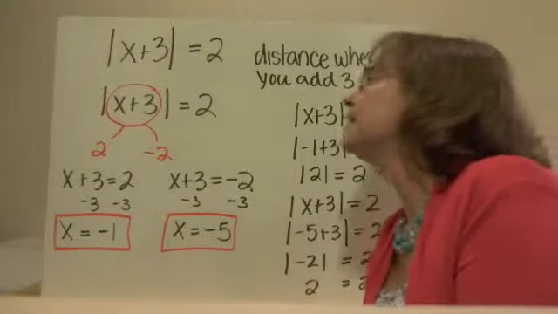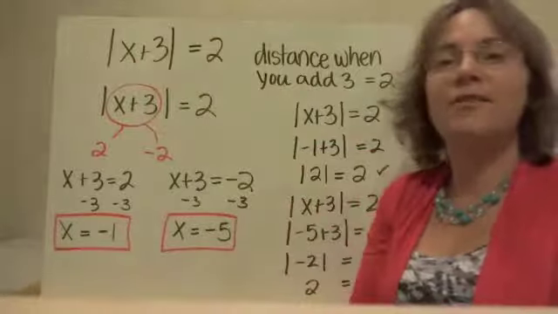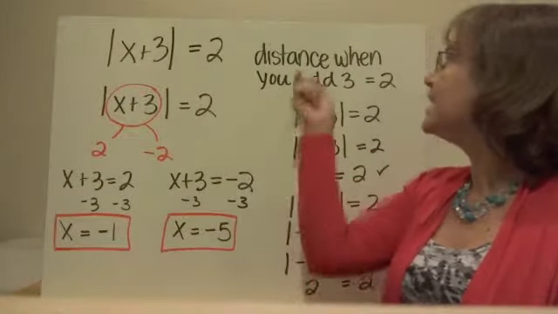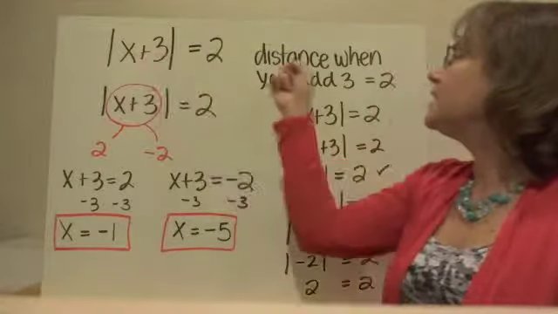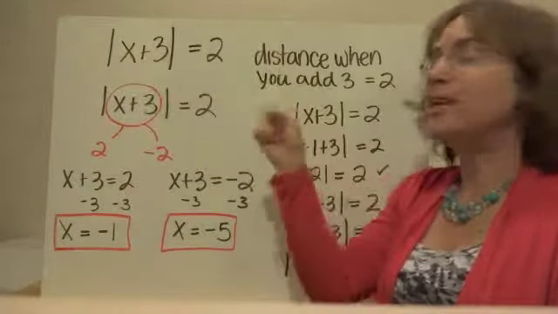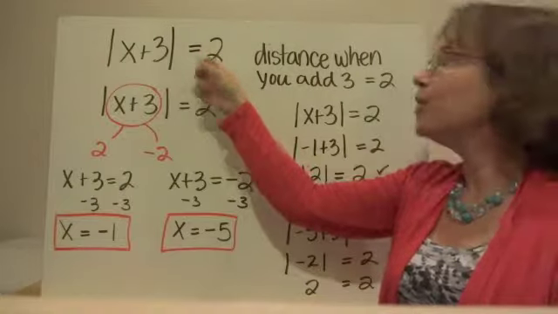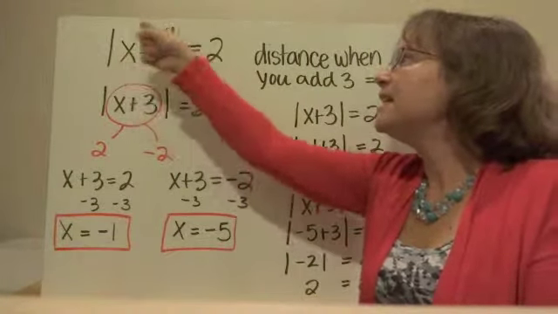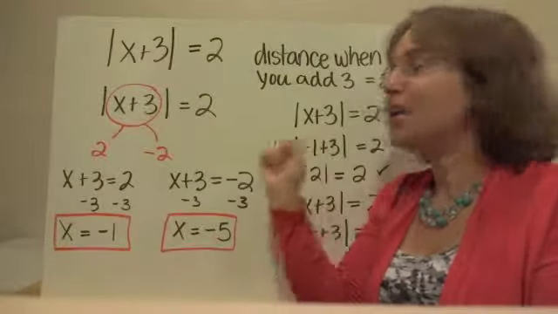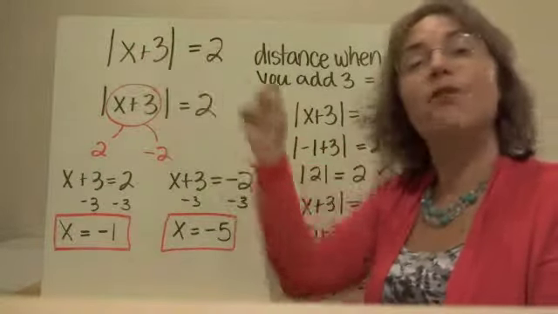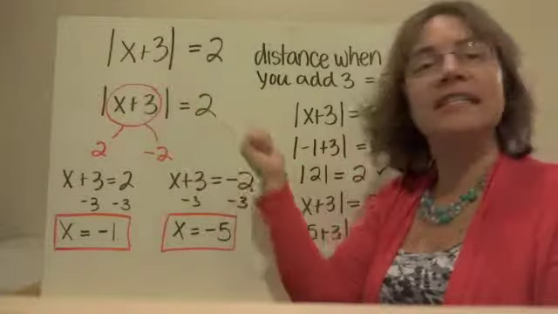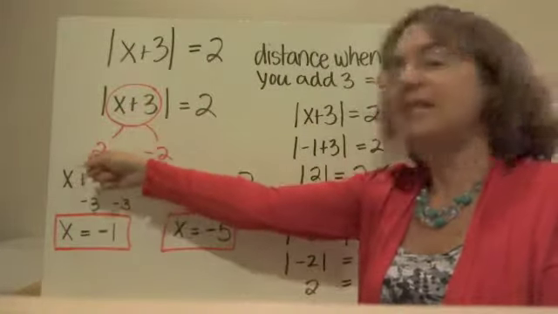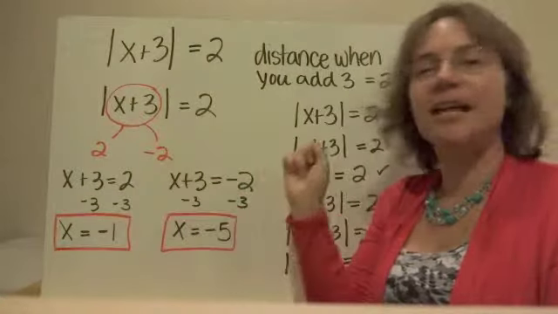Here is one that's a little bit tougher. We have the absolute value of x plus 3 is equal to 2. Now, what that's saying is you want the distance of x when you add 3 to equal 2. So this in here, this distance has to equal 2. Well, that means inside this absolute value sign, we can have this be a positive or a negative 2, and that distance will be 2. So we're going to have two different equations. One that's equal to 2 and one that's equal to negative 2.